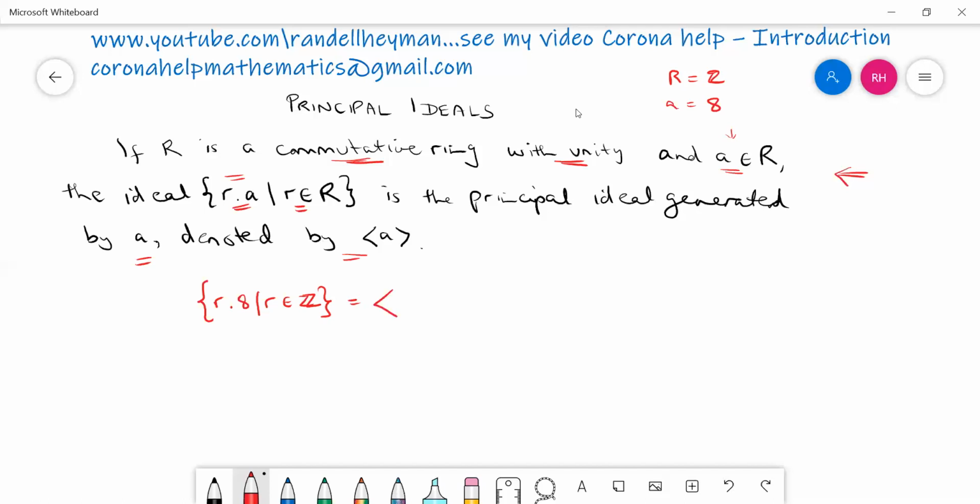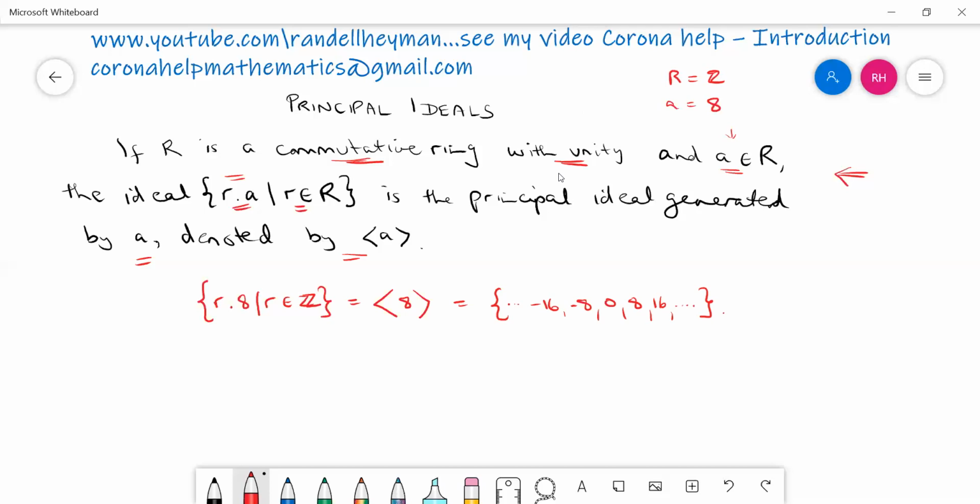So what we're saying is that this is an ideal, and it's a principal ideal generated by 8. And of course, this is just the numbers negative 16, negative 8, and so on. It's just all the integers that are divisible by 8. So it's a pretty simple concept when you look at the integers. Okay, so what's another example?